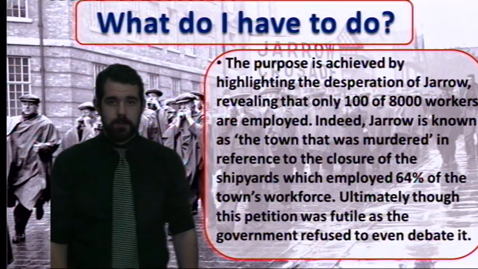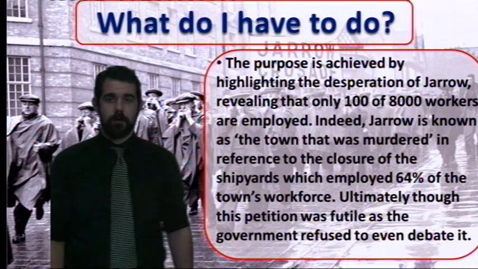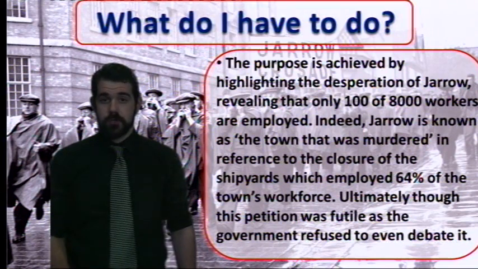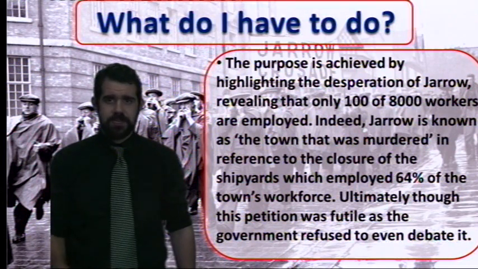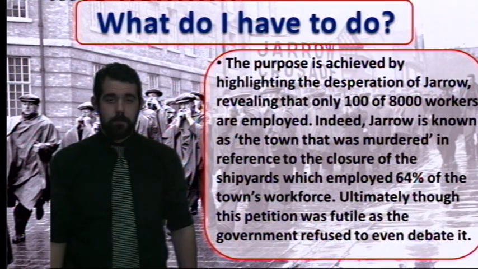It gets better when we do this. The purpose is achieved by highlighting the desperation of Jarrow, revealing that only 100 of 8,000 workers are employed. So I focused on selection there. Indeed, Jarrow is known as the town that was murdered in reference to the closure of the shipyards, which employed 64% of the town's workforce. Ultimately, the petition was futile, and so on. But the important thing is I have used my own knowledge there to explain how the purpose of this source is being achieved, referring to what is included.